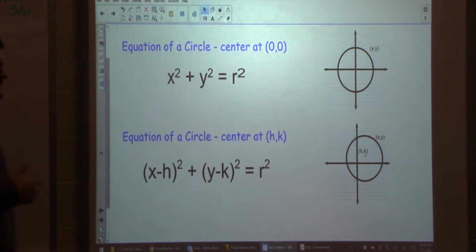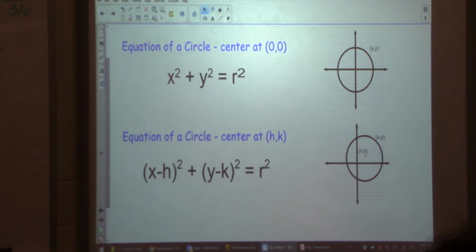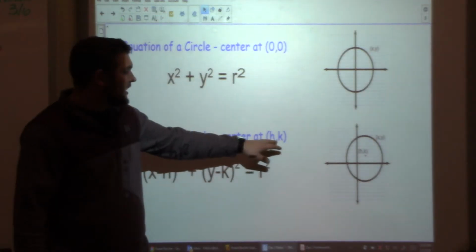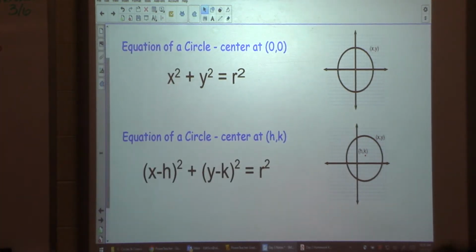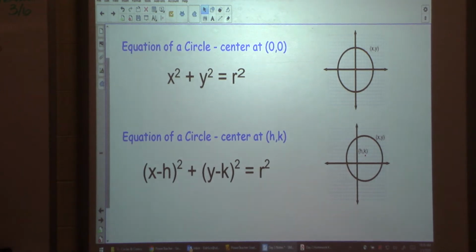Well, have we seen h and k before? Yeah, we just did last unit, right? H was our x value at our vertex, k was the y value at our vertex. Right? Same thing here. H is the x value at our center, and k is the y value at our center. So when I go to subtract it off of x and y, it's x minus h, because that's my x value, and y minus k, because that's my y value. Right? So all we're doing is we're subtracting h and k off of x and y.